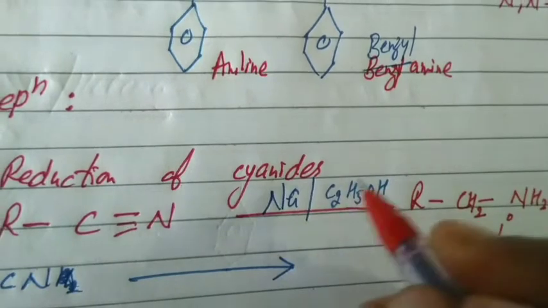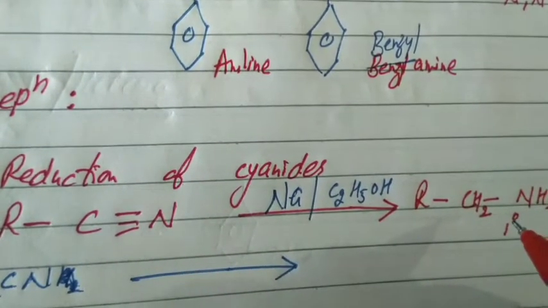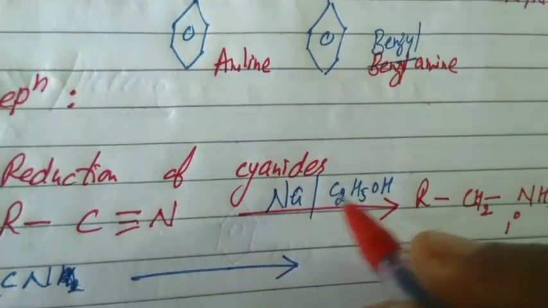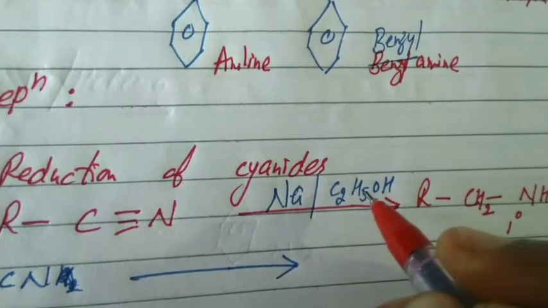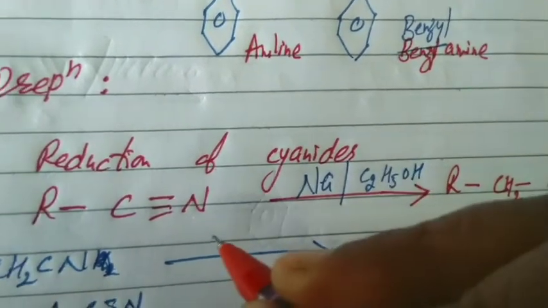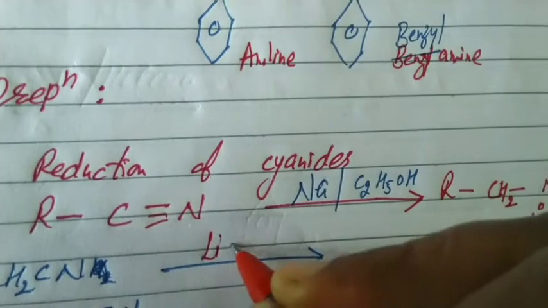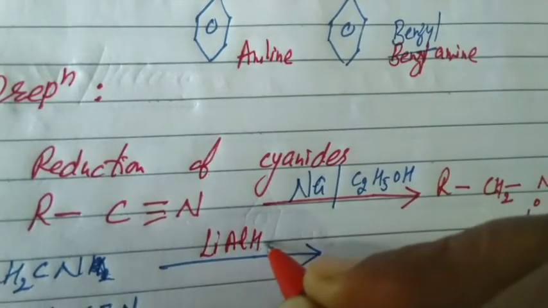It is called the Mendius reduction reaction. If we use the reducing agent sodium and alcohol, it is the Mendius reduction reaction. It will supply nascent hydrogen. Again, you can use either sodium and alcohol or simply lithium aluminium hydride.